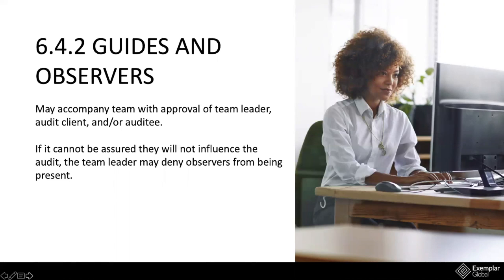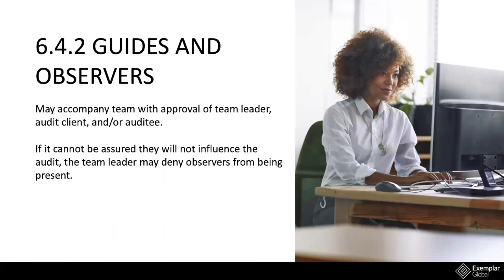If you have an observer, the team leader has the prerogative to deny an observer from being present during the course of an audit. Guides and observers are part of the audit process. Guides are assigned by the auditees. Observers generally accompany the audit team. They are approved by the team leader, the audit client, and/or the auditee. Since the auditee usually selects the guides, they probably have approved them. That's an appropriate assumption to make.